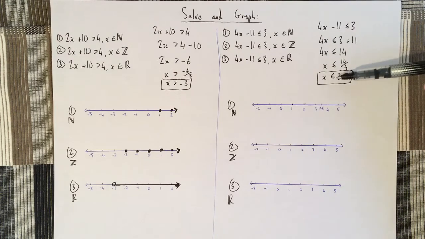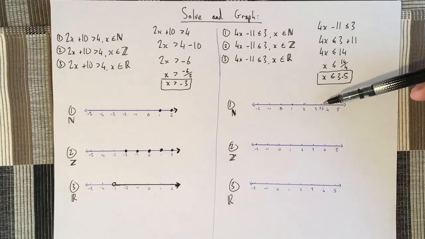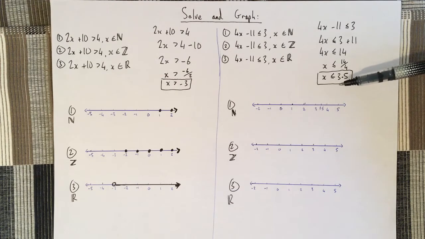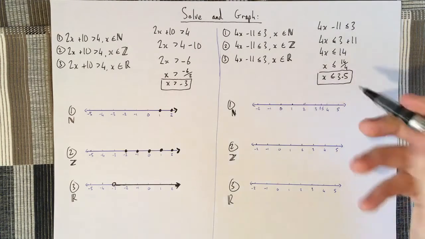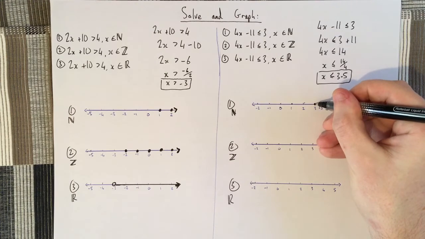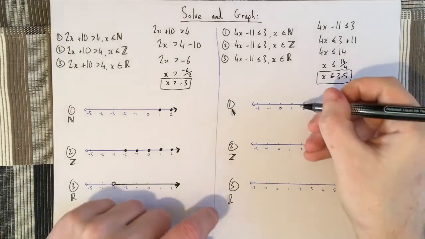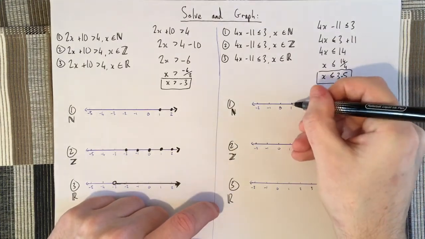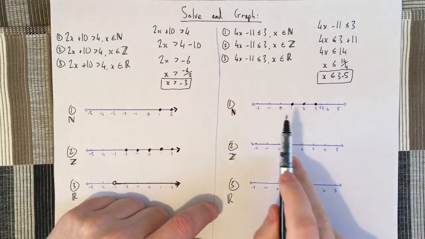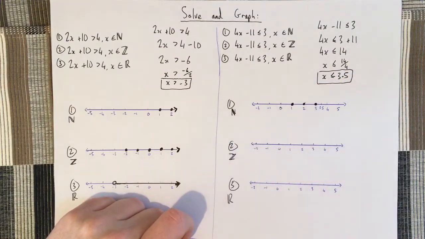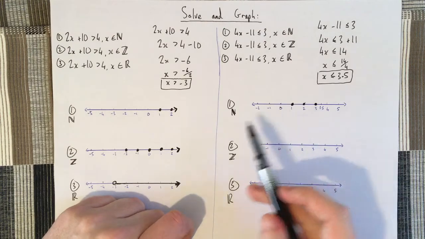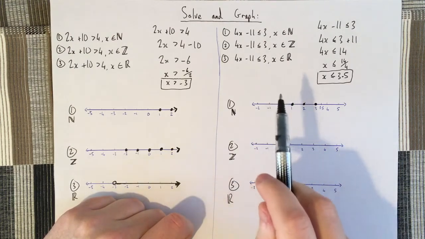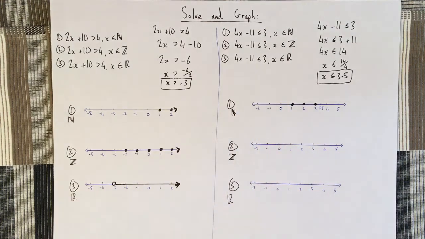So what natural numbers are less than or equal to 3.5? Well, 3.5 is not a natural number because that's not a whole number. So the first whole number which is less than 3.5 is 3. So dot on 3. 2 is included. 1 is included. 0 is not. Okay, so natural numbers, just positive whole numbers, doesn't include 0, doesn't include the negative numbers. So I'm not going to put it on -2 or -1.